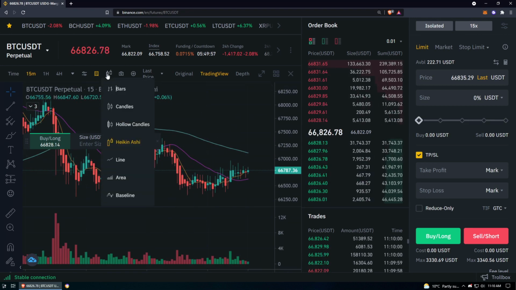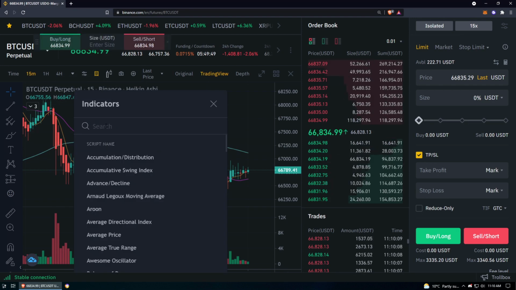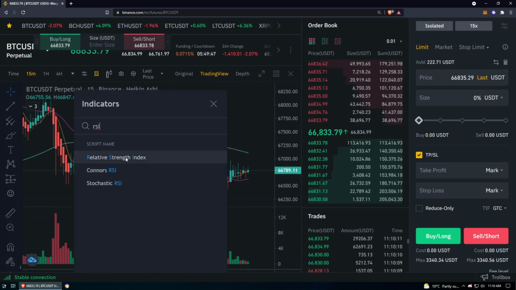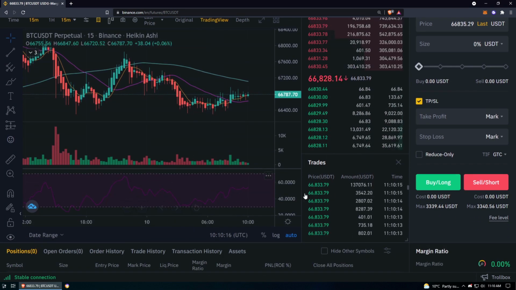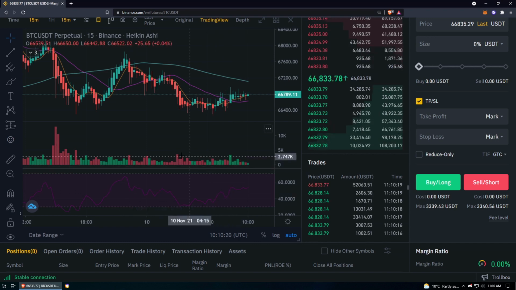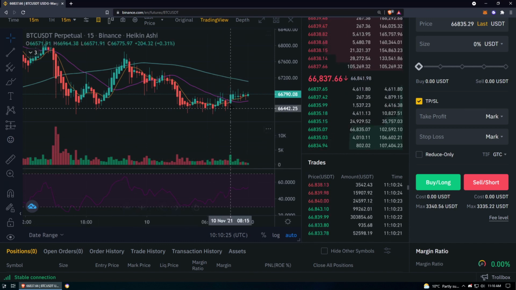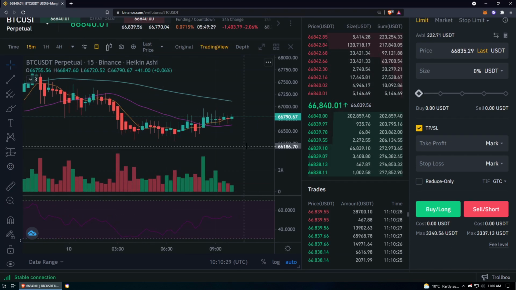Next thing, you want to go to the indicators tab, where it says technical indicators, and I will search for RSI, aka the relative strength index. Now this is one of the most reliable indicators out there. The RSI combined with the volume and combined with the Heikin Ashi candlesticks, you can read quite a lot without ever needing any premium indicators.